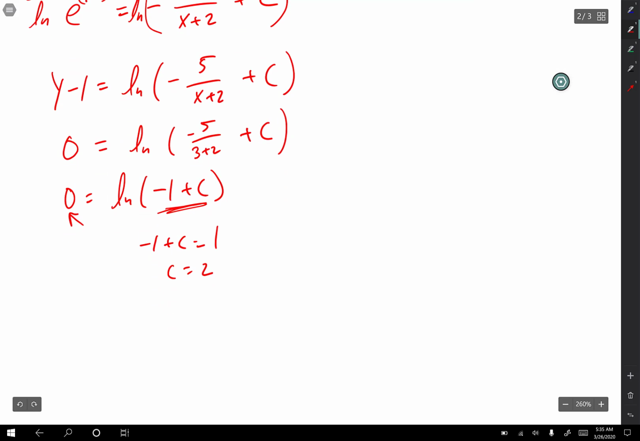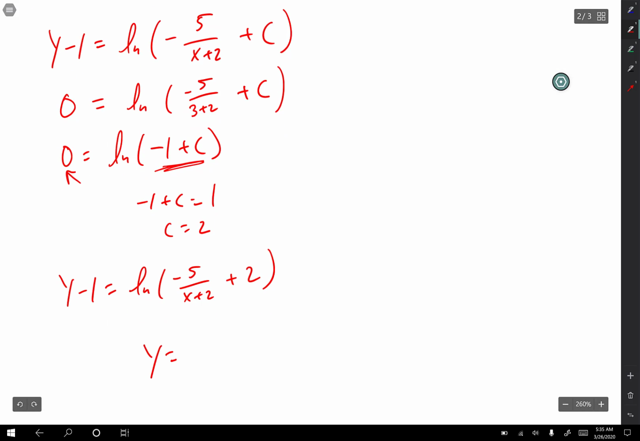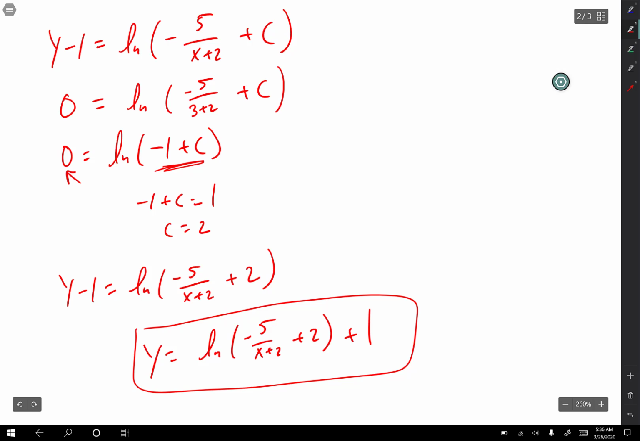So now that we know that, I can go y minus 1 equals ln of negative 5 over x plus 2, plus 2. And then just move the 1 to the right. So y equals ln of negative 5 over x plus 2, plus 2, close it, plus 1. And you can probably enter that, guys, and that will be the answer. So if you're paranoid, you can stop right here. We're not paranoid. We're going to continue.